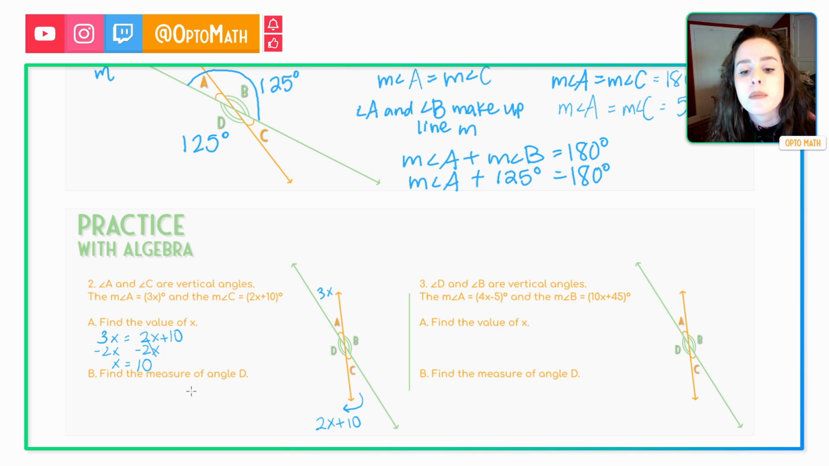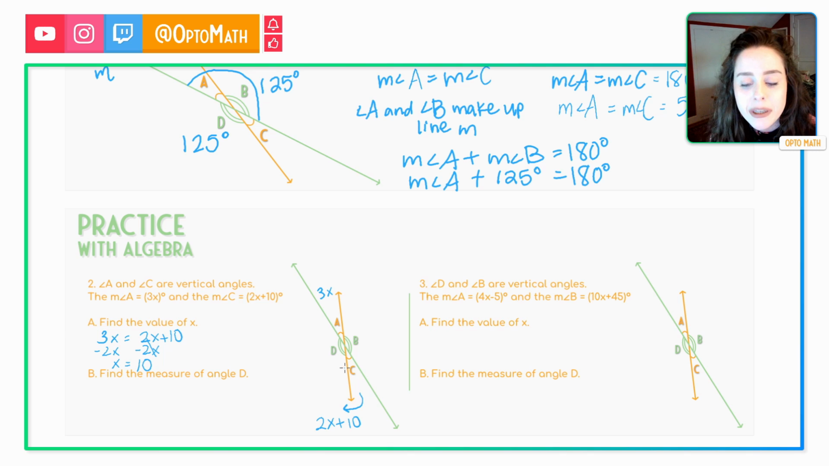Part B says find the measure of angle D. Okay, so let's think here. Angle D is going to be paired with either A or C to make a linear pair. So what we're going to do is figure out what the measure of angle A or angle C is.